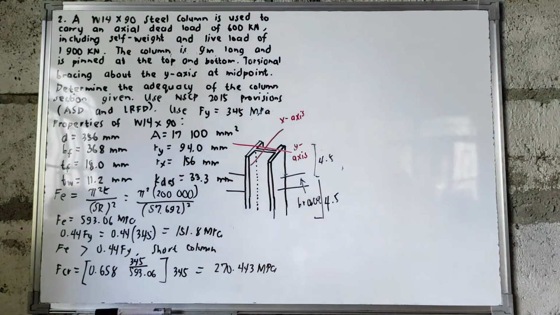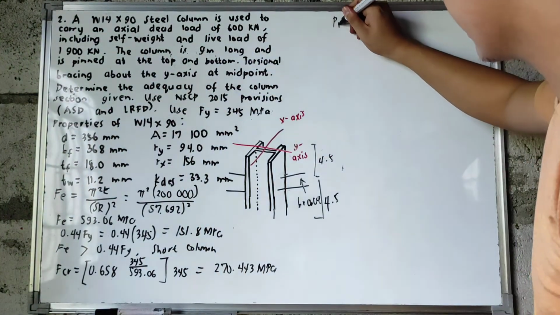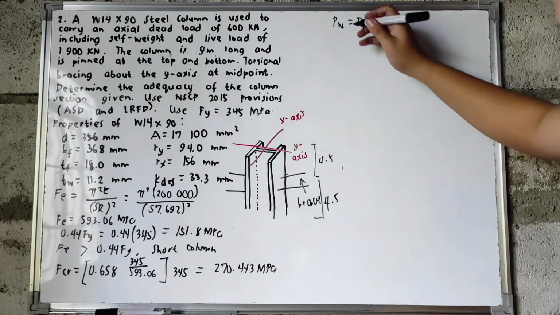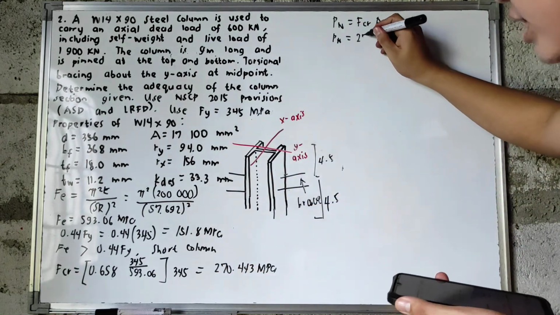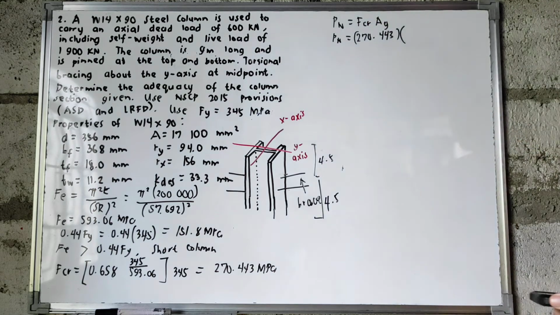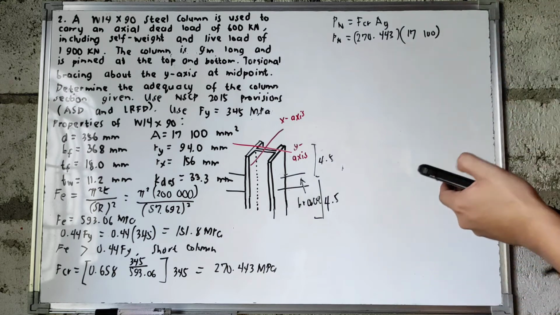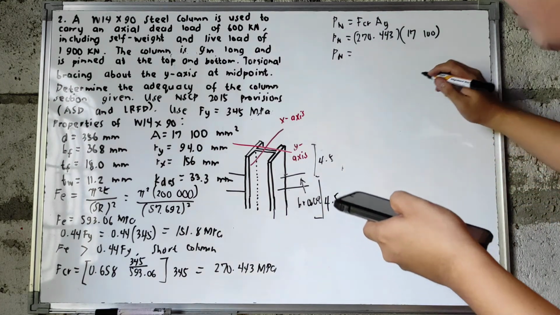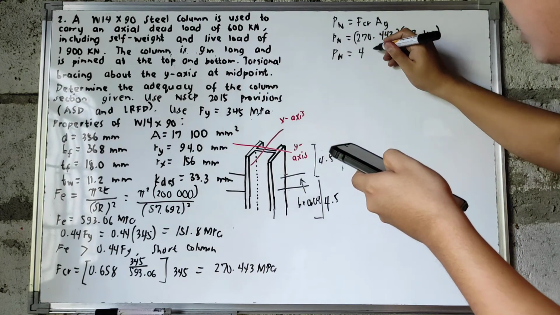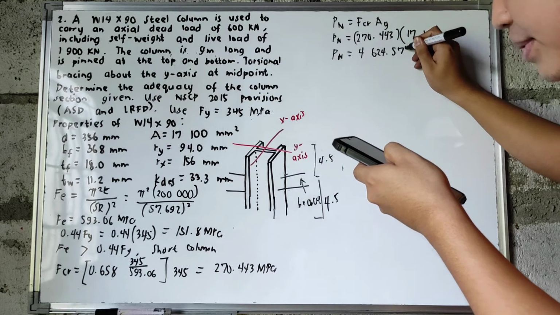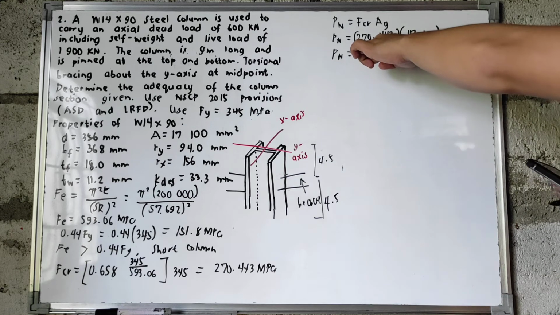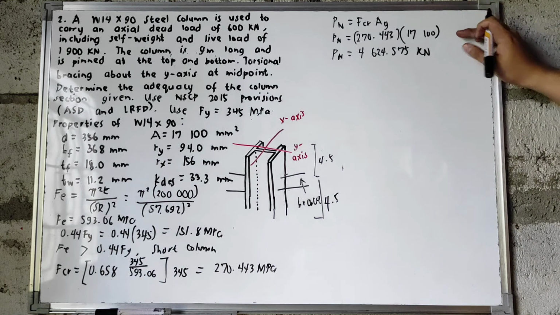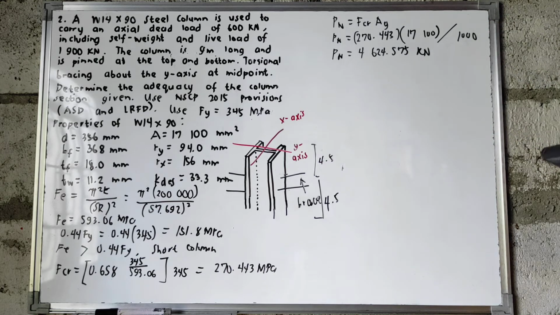Let's solve now for the value of your nominal strength. So nominal strength is now equal to FCR multiplied by the area ng cross section natin. So for this one, we have FCR na 270.443 megapascal multiplied by 17,100. So the value of your nominal is now equal to 4,624.575 kilonewton. So ito kasi naka-megapascal, tapos ito naka-mm squared lang tayo. So yung makukuha natin dito is in newton. Tapos i-divide lang natin to into 1,000 para makuha natin yung kilonewton.